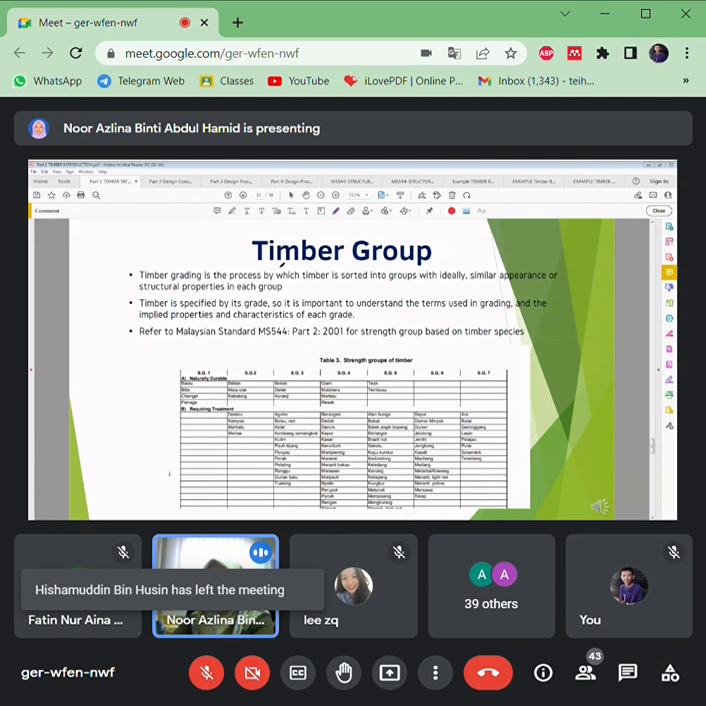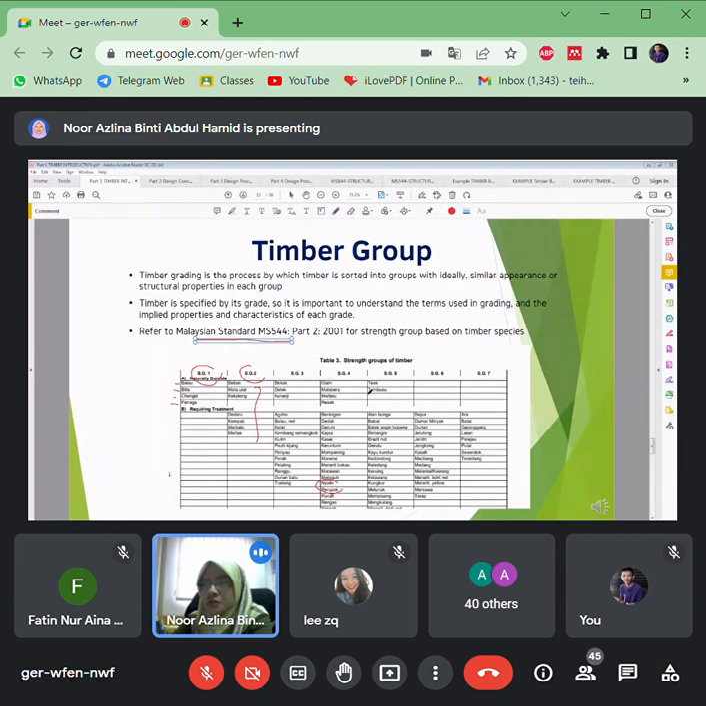All right, so in timber, because it has many species, some you are familiar with, some you have just heard of, or you see this nyatoh, perupuk. I am also not familiar with all the species of timber. So that's why the Malaysian standard MS 544 here grouped the timber which has similar properties, similar appearance, similar strength in one group. Okay, let's say SG1 consists of balau, bitis, cengal, penaga. In SG1 I always hear balau, cengal. So SG2, this is all the species that are grouped in SG2.